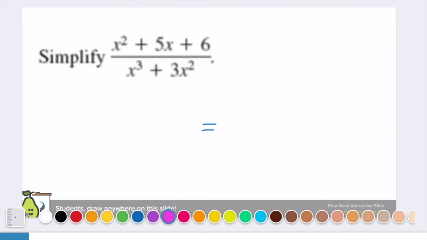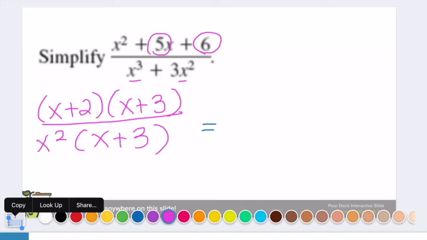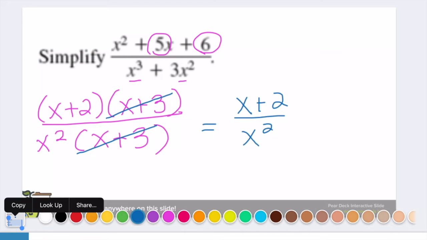All right, so for the first problem, we're going to factor the numerator. So we're looking for two numbers that add to make 5 and multiply to make 6. So that's x plus 2, x plus 3. In the denominator, we're going to have only a GCF, so they both have an x squared. So if I factor out x squared, I get x plus 3. And you can see that the numerator and denominator both have an x plus 3. So those can cancel out, and you're left with x plus 2 on the top over x squared.